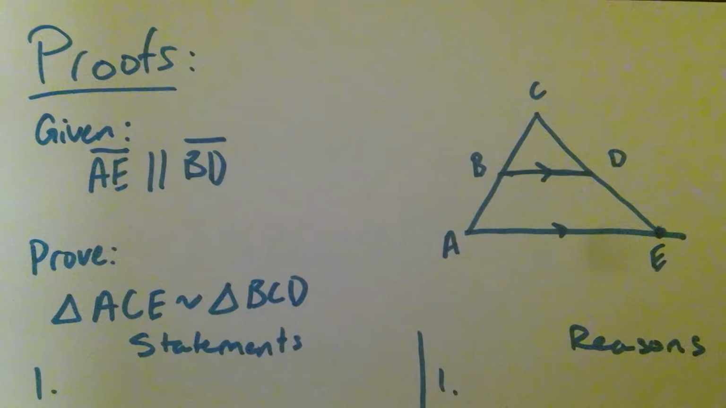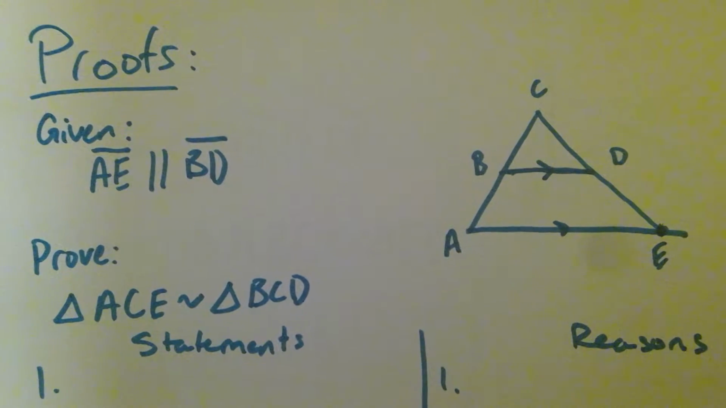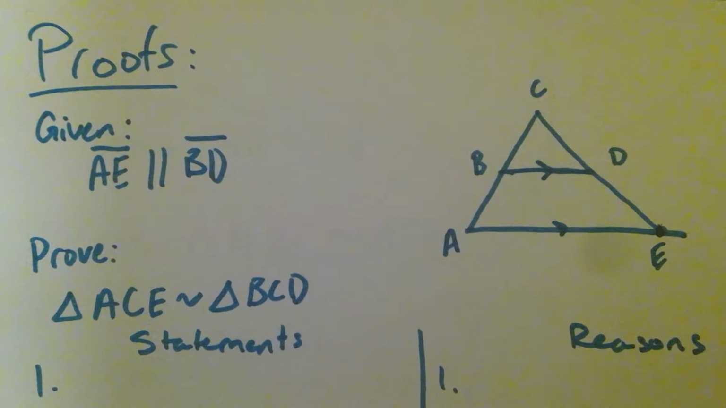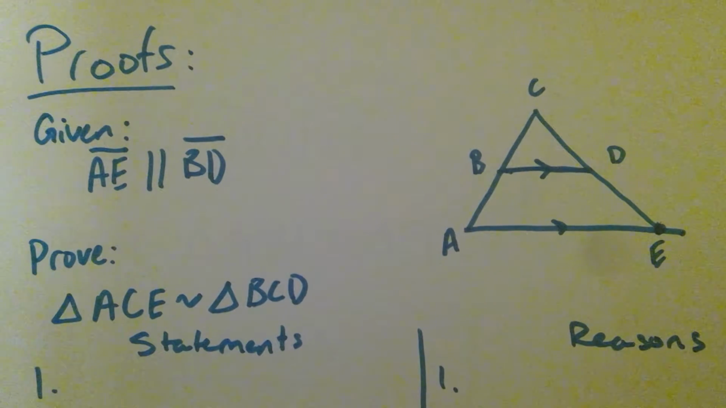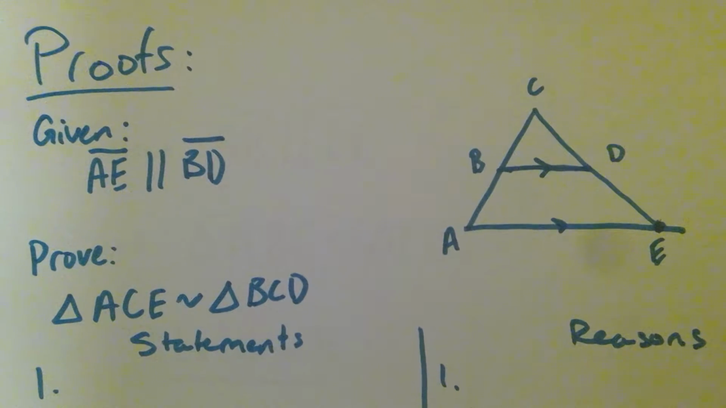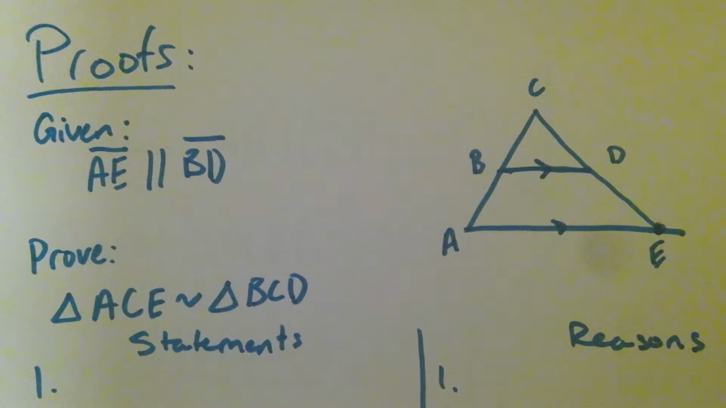This is Mr. Herman. In this video, we will be looking at a couple of proofs and practicing applying our properties that we know, our similarity theorems, in order to prove that triangles are similar, given some figures. So you've done proofs before with congruency, and it's pretty much the same idea.